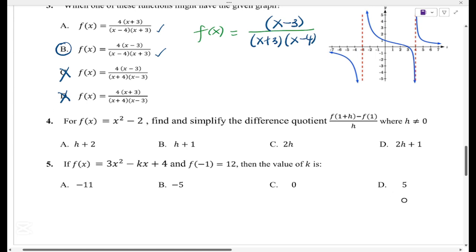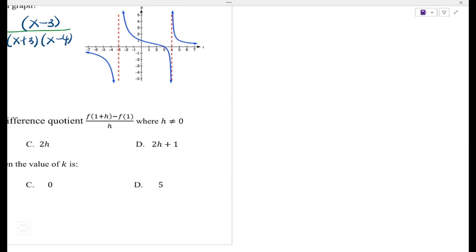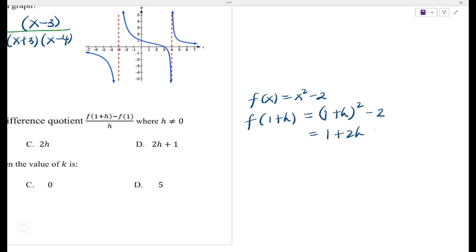f of x equal to x squared minus 2. So let us copy here. f of x is equal to x squared minus 2. So if we will solve for f of 1 plus h, place 1 plus h for every x in the given function. 1 plus h squared minus 2 is 1 plus 2h plus h squared minus 2. Then we will have h squared plus 2h, and then 1 minus 2, we will get minus 1. So this is your f of 1 plus h.